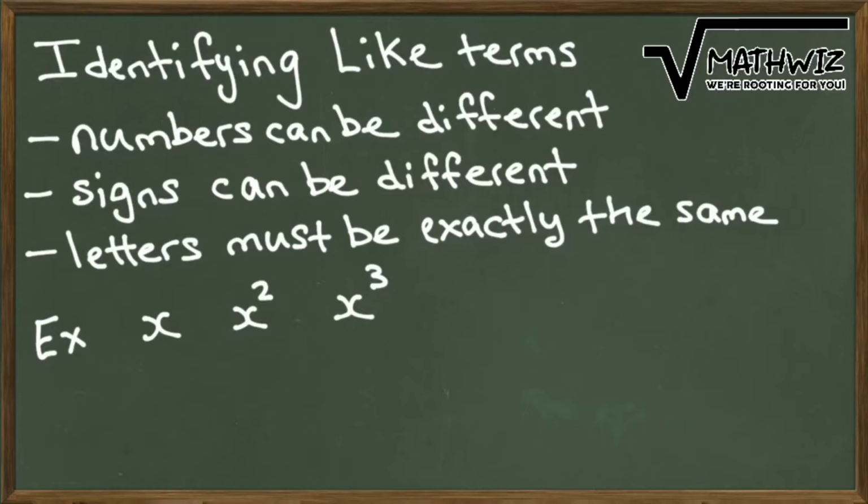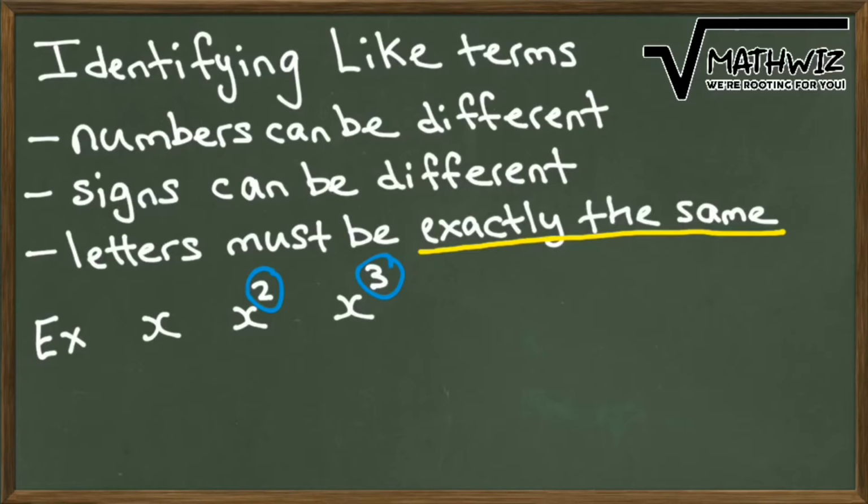Well, there are three things we want to note. The first thing is that the numbers can be different. The second thing is that the signs can be different. The third thing, which is the main thing, is that letters or symbols must be exactly the same. So I'm going to use a few examples just to do some comparing so that you are able to see the difference. The letter with the 2 on top, we refer to that as squared, and for the letter with the 3 on top, we refer to that as cubed.